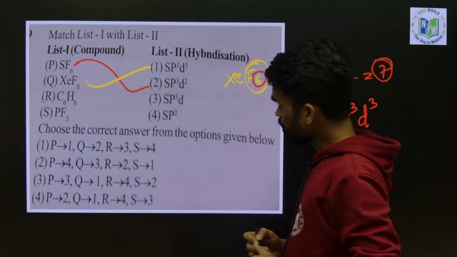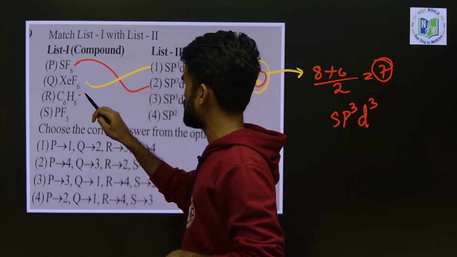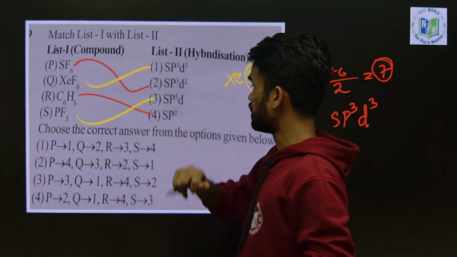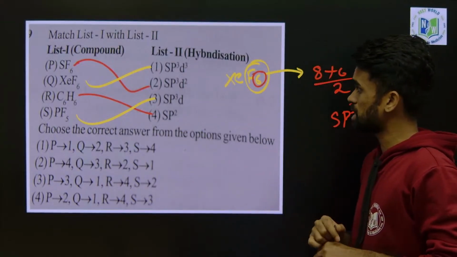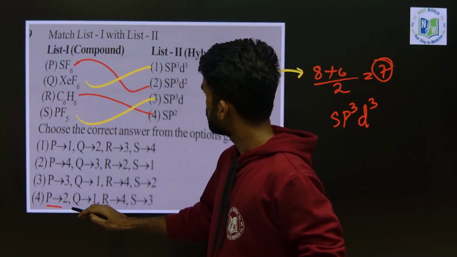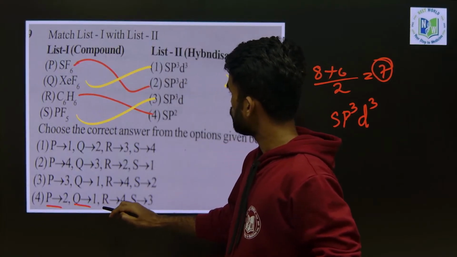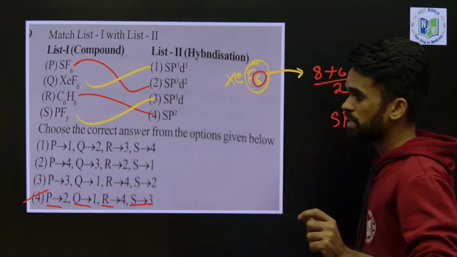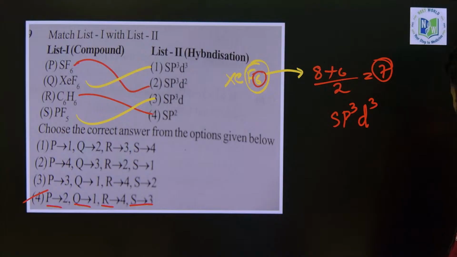And next, C6H6 benzene has all carbons sp2 hybridization, and PF5 will have sp3d hybridization. Hope this is clear. P2, Q1, R4, S3. That's it. The fourth option will be the perfect answer for the question. Okay, right. Let us move forward.